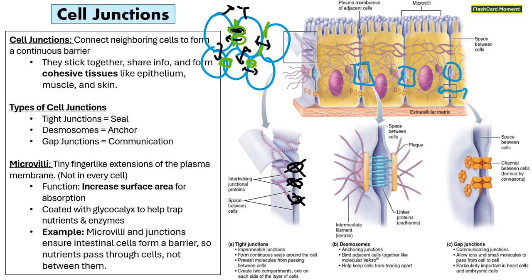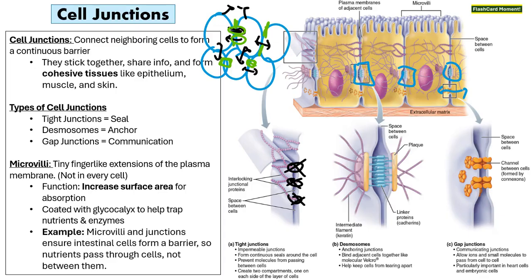Now, the last thing I want to focus on is the microvilli. Microvilli are these little tiny finger-like extensions of the plasma membrane. Not every cell has them, but if we're talking about the intestinal lining, then yes, we do have microvilli, because the main function of microvilli is to increase the surface area for absorption. That means there's more area to absorb nutrients. And when you have food digestion, which happens in the small intestines, you want to make sure you're getting as many nutrients absorbed as possible, folks.